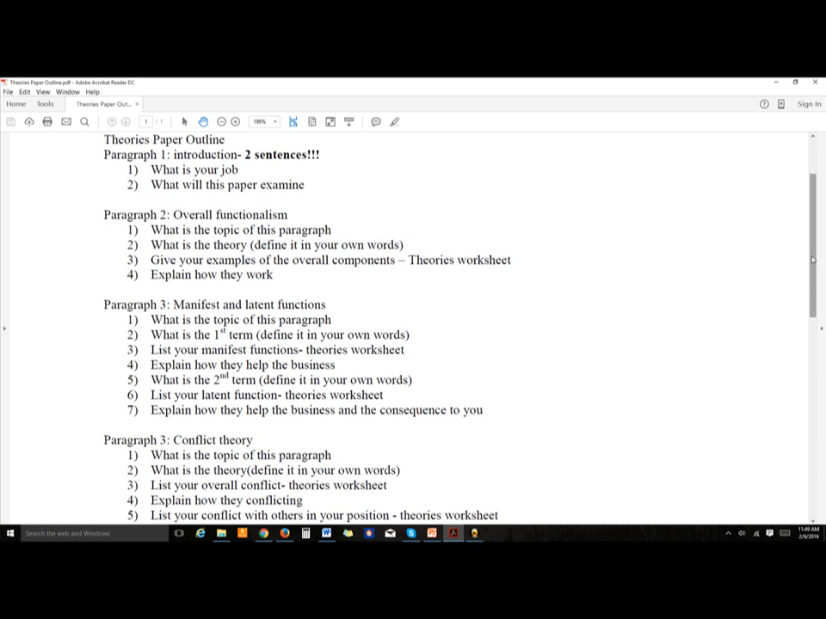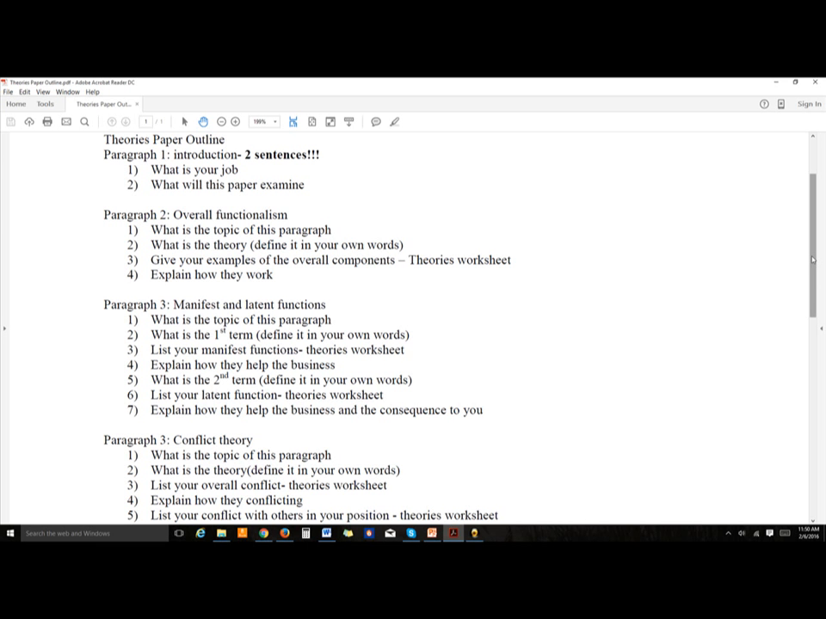Then, what will this paper examine? So this paper is about the 3 theories, so that's what you will say. This paper will examine how the role of a waitress would be analyzed based on functionalism, conflict theory, and symbolic interactionism. Just something like that. Showing that it's going to be about those 3 theories and it's going to be related to your job.